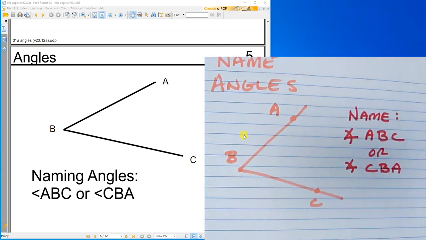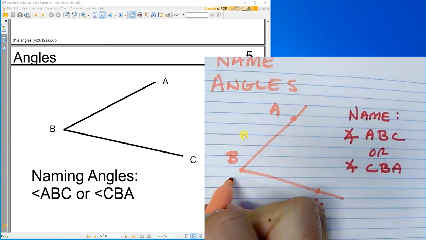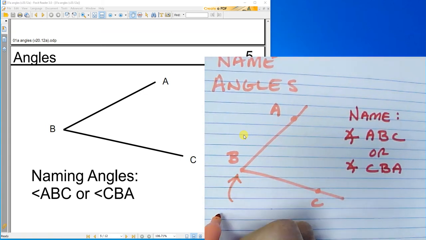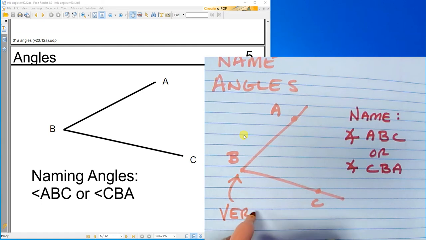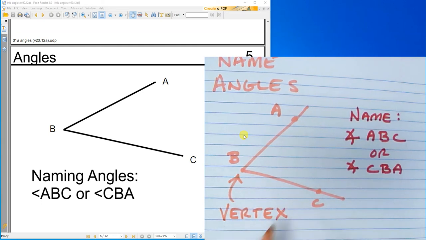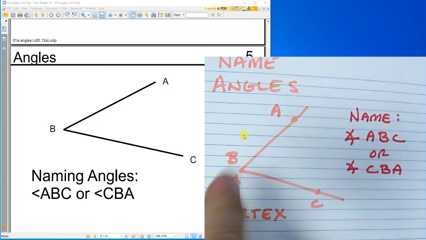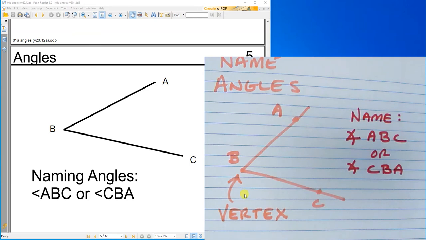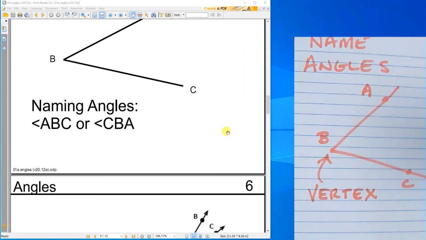Notice though that the vertex is in the center. So that is the vertex right there. But you could not name this BAC because that's a different angle. So that's how we name our angles.